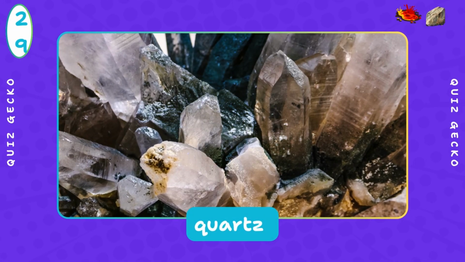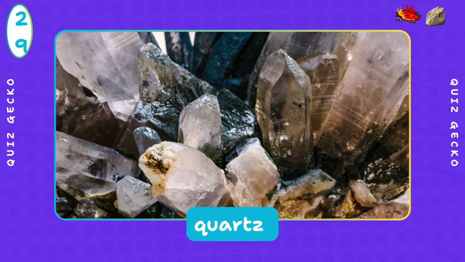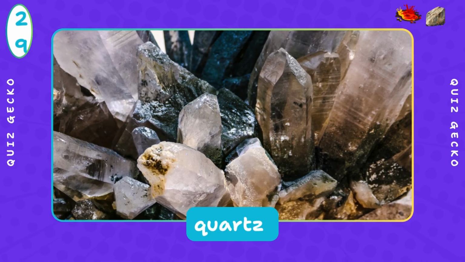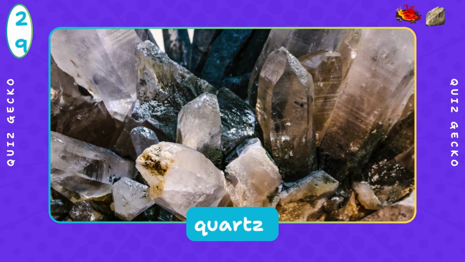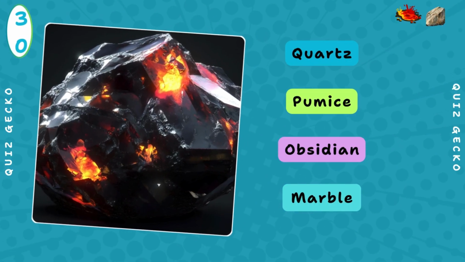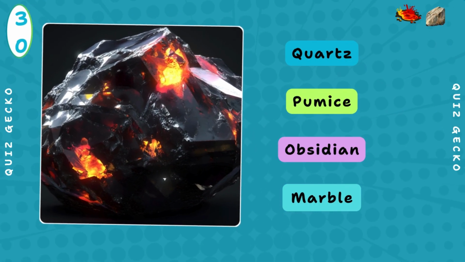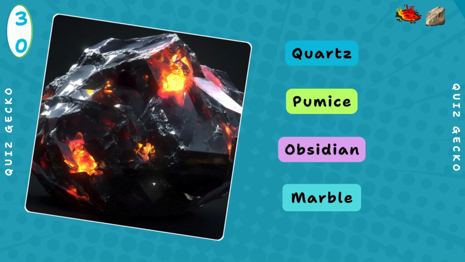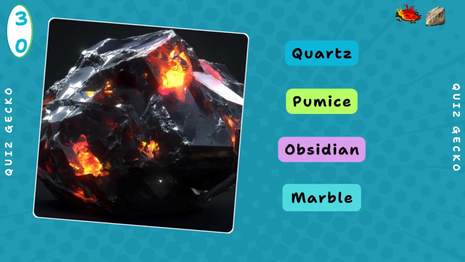Quartz is made of silicon dioxide, which means each quartz crystal is composed of one silicon and two oxygen atoms bonded together. What type of igneous rock has a glassy texture due to rapid cooling? Quartz, pumice, obsidian, marble.